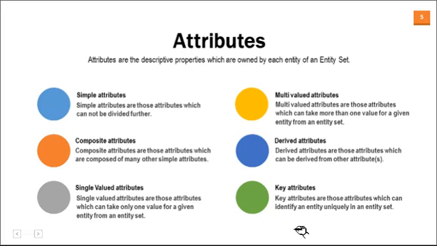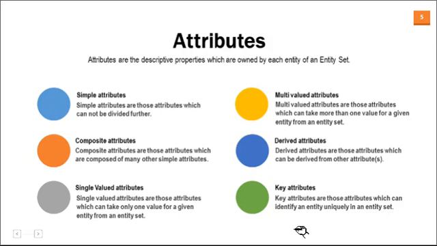Next one is multi-valued attribute. Multi-valued attributes are those attributes which can take more than one value for a given entity from an entity set. If I say person's mobile number, yes, it can be more than one. If I say a person's email ID, yes, it can be more than one. That's why these attributes are multi-valued attributes.